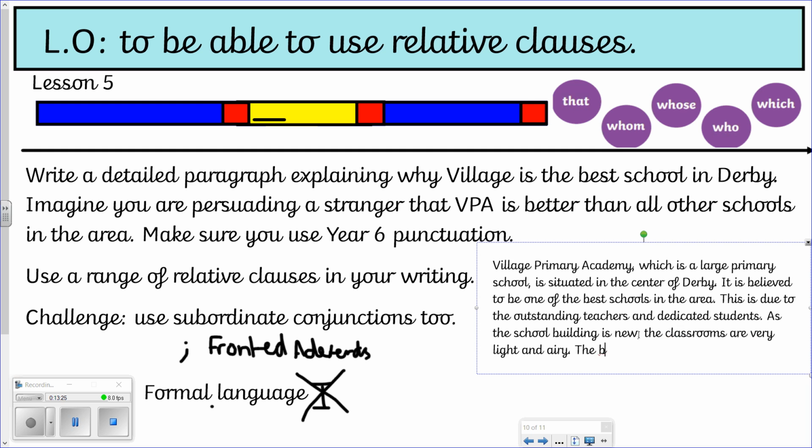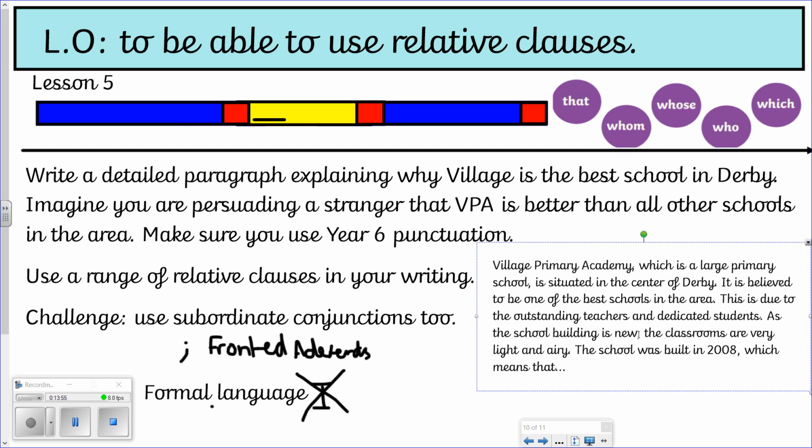Trying to think of another word for school, let's just go for school. The school was built in 2008, which means that something's always something. Okay, so you can finish that off. It's quite hard to write and talk and record all at the same time.